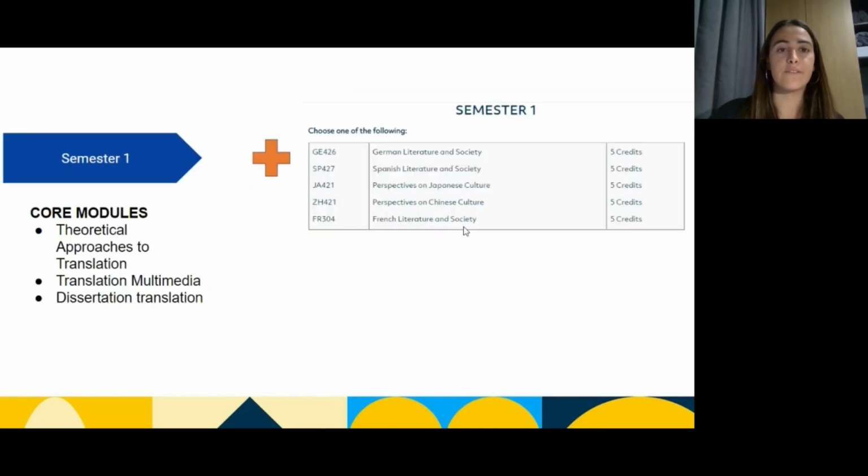Following that in third year, in semester 1, apart from dissertation translation as a core module, you will also have theoretical approaches to translation and translation multimedia. Plus, in semester 1, you have to choose one of the following, which are shown in this table. For example, if you have the language German, you can pick German Literature and Society. For Spanish, Spanish Literature and Society. For Japanese, perspective on Japanese culture. For Chinese, perspective on Chinese culture. And for French, Literature and Society.